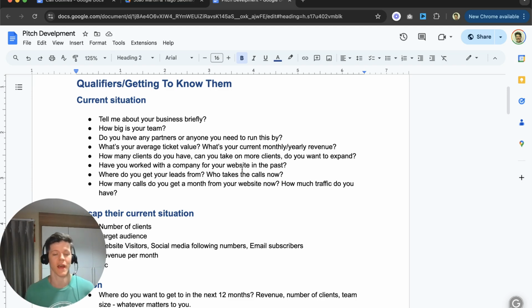What's your average ticket value? Essentially, that's another way of saying what's your average client value. Good information, and you'd be surprised how many people will just tell you, yeah, it's a couple $1,000s average client. Okay, great, that's good information to know, especially if you're selling marketing and they make $2,000 a pop.